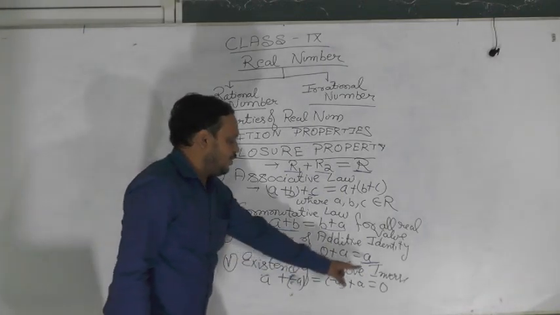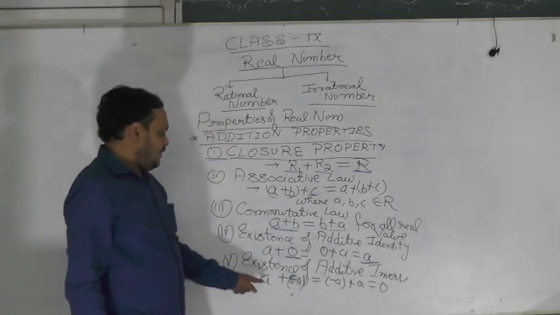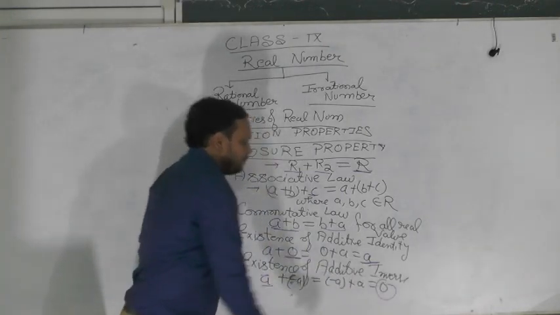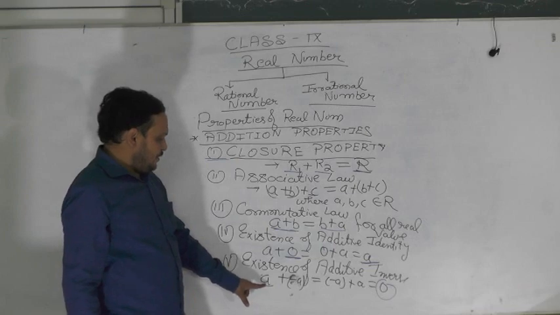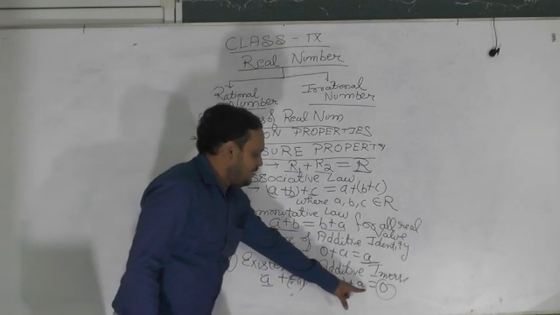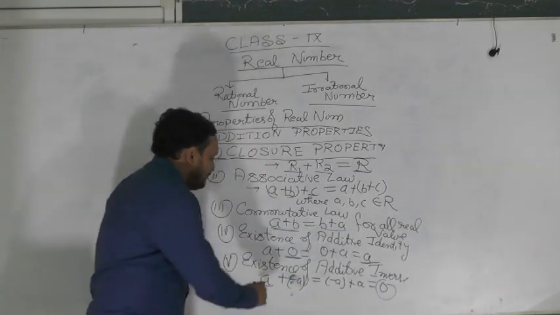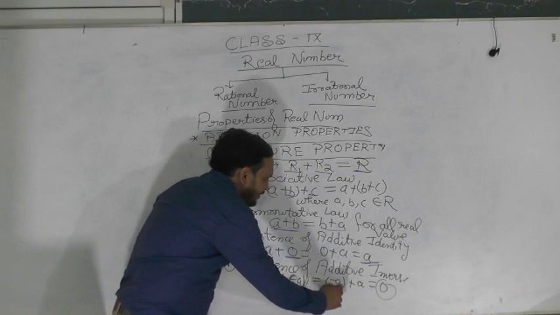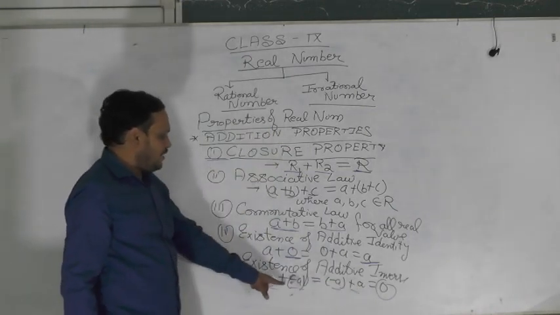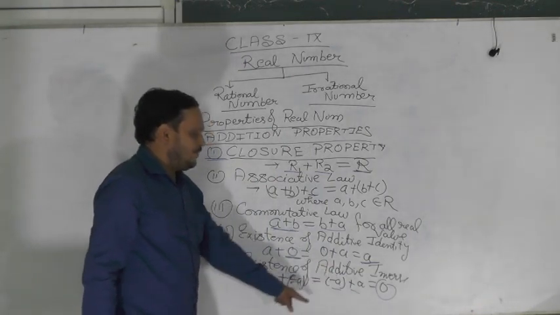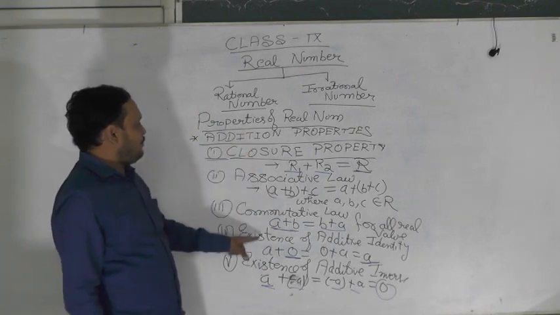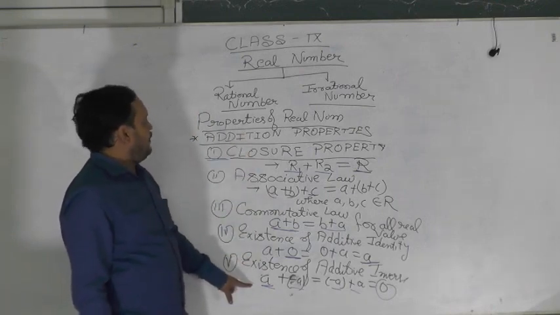Existence of additive inverse. Inverse means what we add to a given real number so that the resultant becomes 0. For this, if we take A, then negative A plus A becomes 0. Then both are said to be additive inverses of each other. In this way, we discussed the addition properties of real numbers.